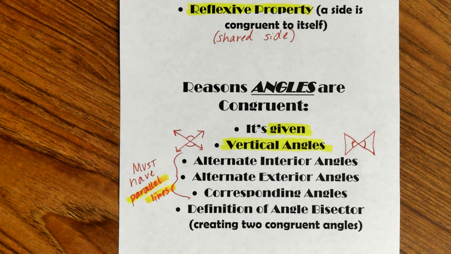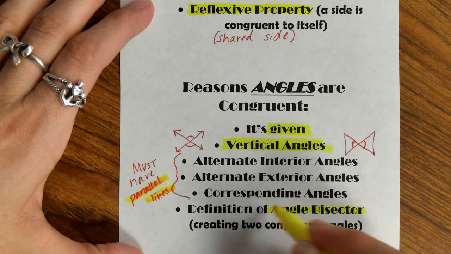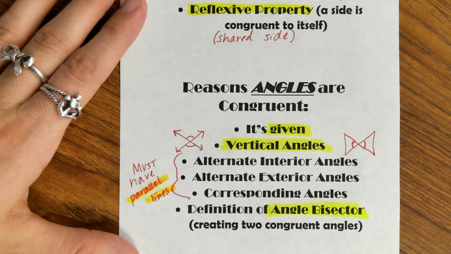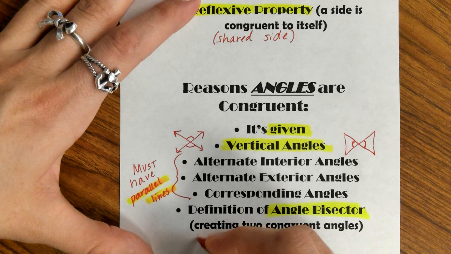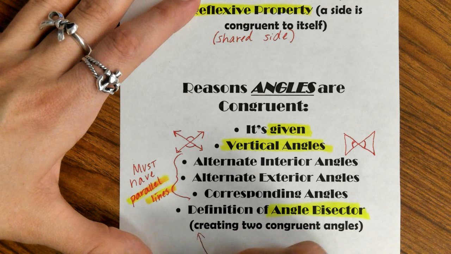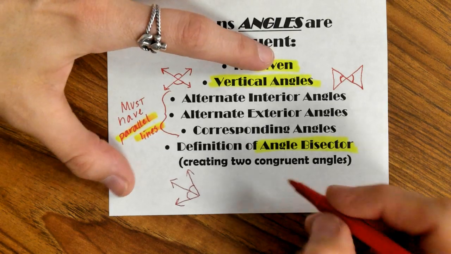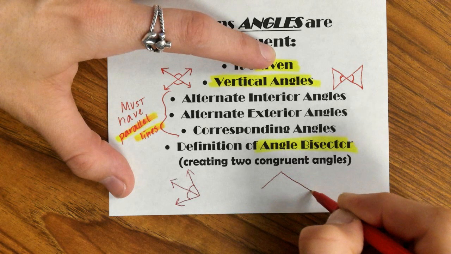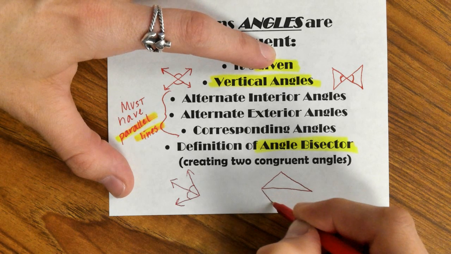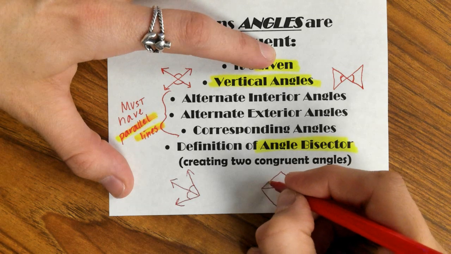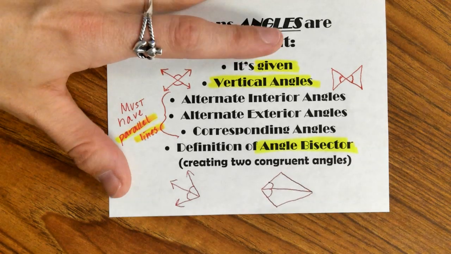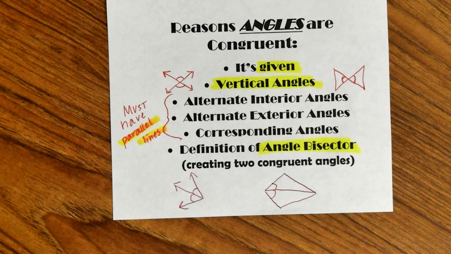The next thing is going to be your definition of an angle bisector. So we're going to highlight angle bisector here, creating two congruent angles. So we've seen it like this, where we have an angle bisector creating two congruent angles, but you may also have it something like, here's a triangle, and here's a triangle, and it would tell you that this angle is bisected. So this is how you may see it with a triangle.